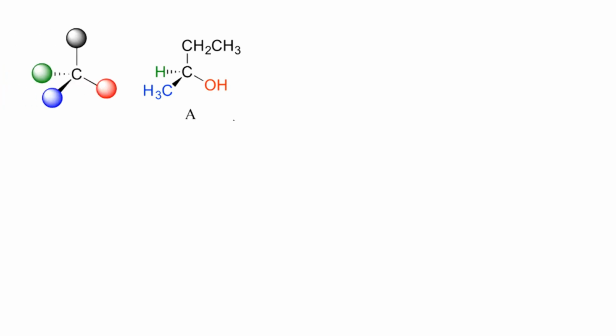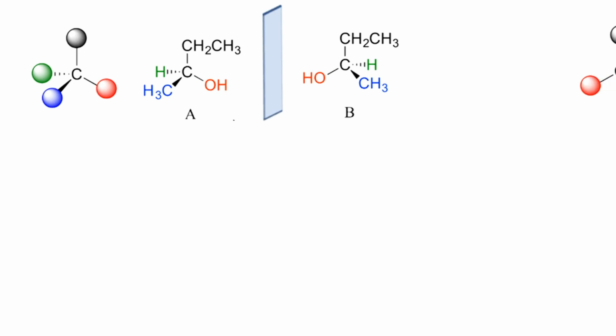Let us apply this to a real molecule, 2-propanol, named as A. The carbon 2 is attached with methyl, ethyl, hydroxyl, and hydrogen. For clarity, 4 different groups are shown with different colors. For easy understanding, the ball and stick model of this molecule is shown here. If we put a mirror in front of this molecule A, the mirror image will look like this molecule. Let us name it as molecule B. The corresponding ball and stick model is shown on the right.